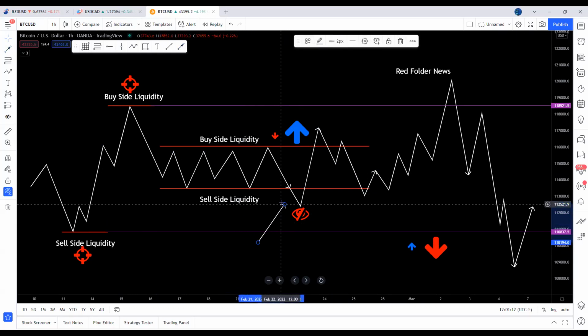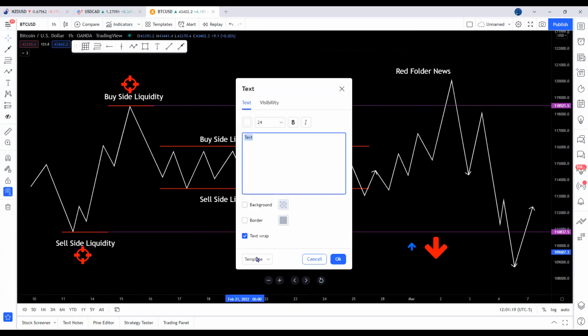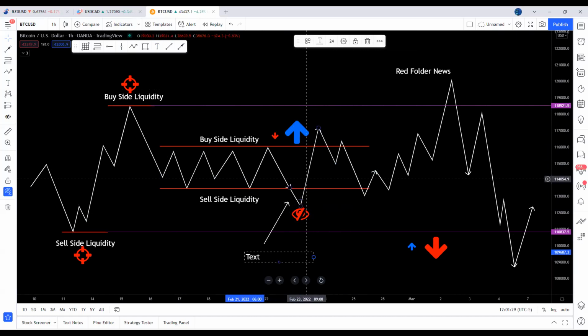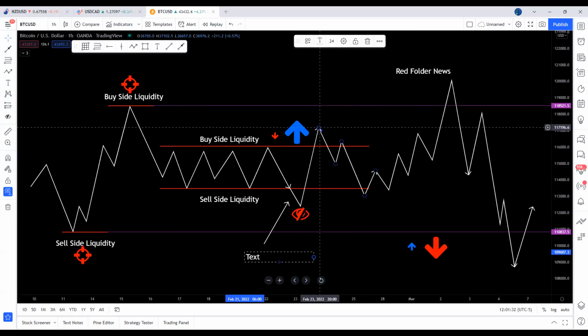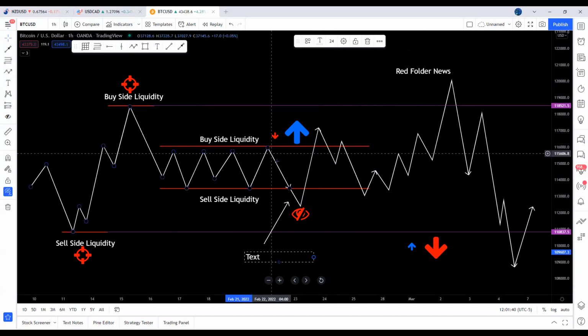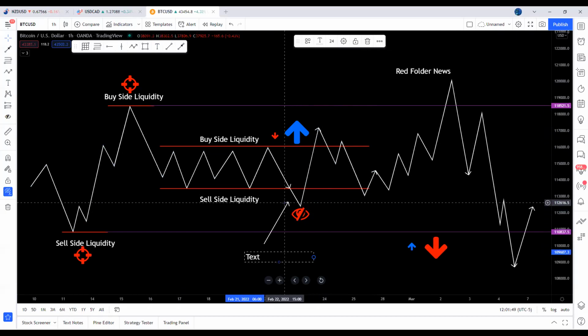Sir, first, whenever the price takes sell side liquidity, is it necessary that price will go on that side only? Okay, so if price takes sell side liquidity, does it always need to go the other way? It will go on downside only. Okay, so you're saying if price takes sell side liquidity, can it just keep going lower? Yes, sir.